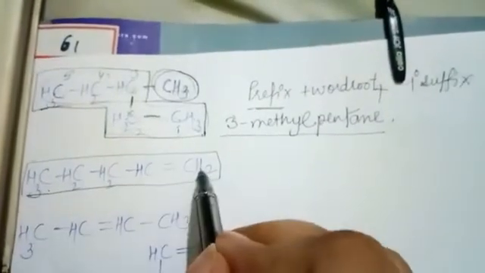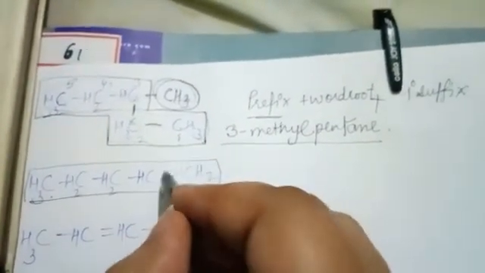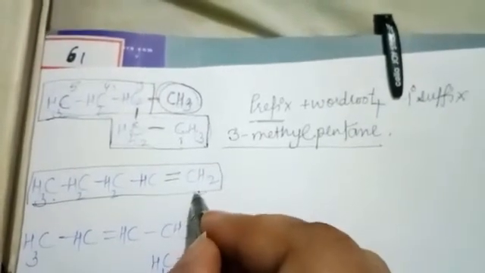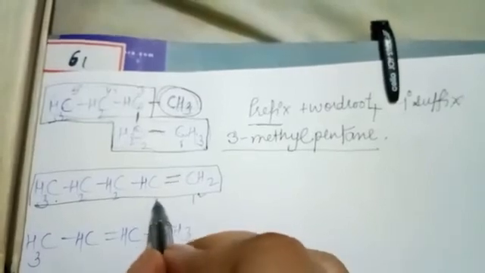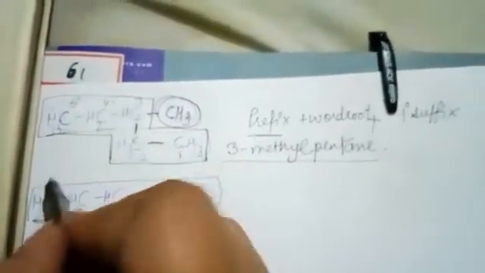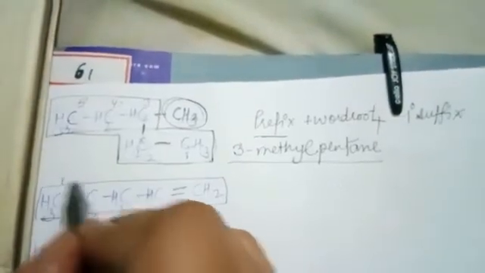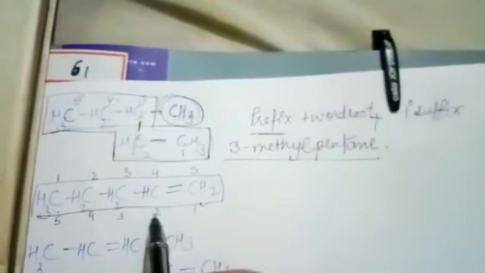But I will start from this end. Why will I start from this end? Because if you start from this end, then this carbon will get the first number. This is 2, this is 3, this is 4, and this is 5. If you start from the other end, then this is 1, this is 2, this is 3, this is 4, this is 5. If you start from this end, then this double bond will get the number 4.